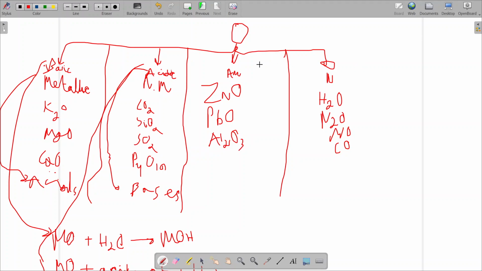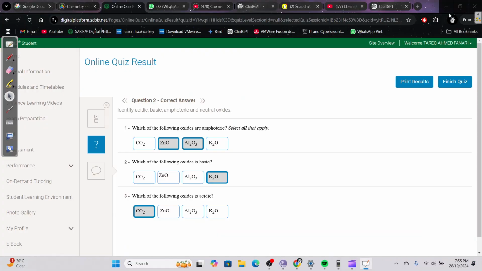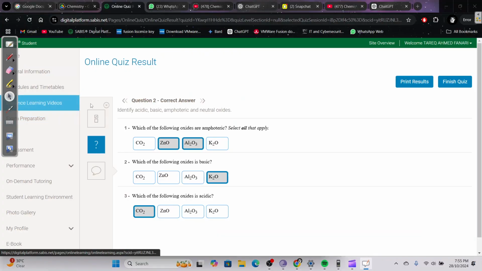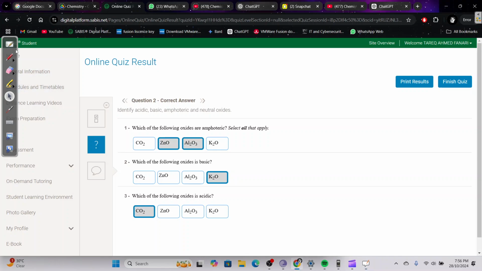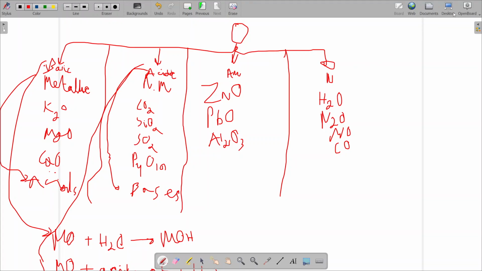Okay, these are your general oxides. This is what you need to know for the periodic table. So now that you have this, you can get started on this question and a few questions after it. Which of the following oxides are amphoteric? Again, we said amphoteric are zinc oxide, Al2O3 and PbO, as I said here.